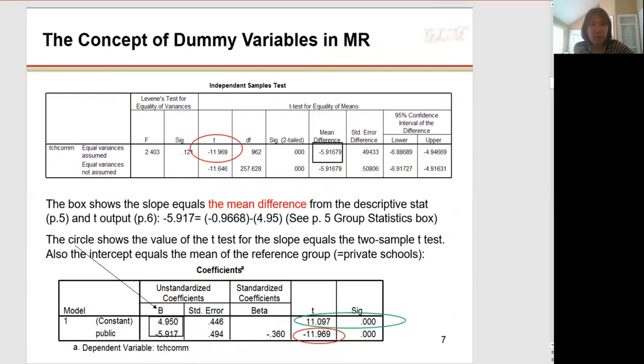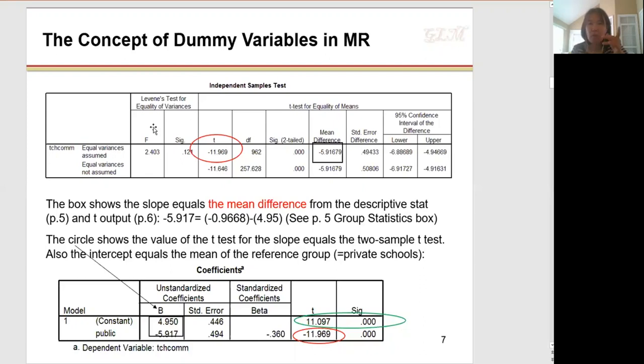Concept of dummy variables in multiple regression. So here, Levene's test for equality of variance. So far, we looked at the residual plot, the scatter plot between the predicted standardized value and the standardized residual. As long as it looks like a rectangle of evenly spread dots, we assume the homogeneity assumption is satisfied. But that is just an eyeballing method, quick and dirty.